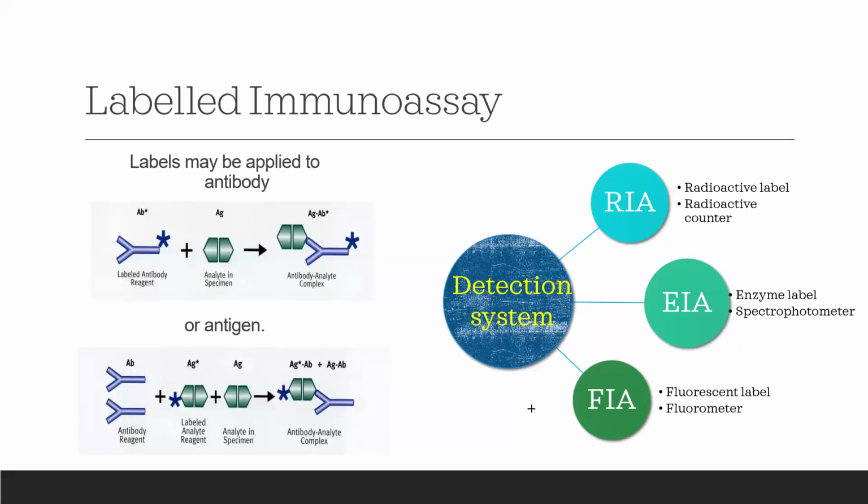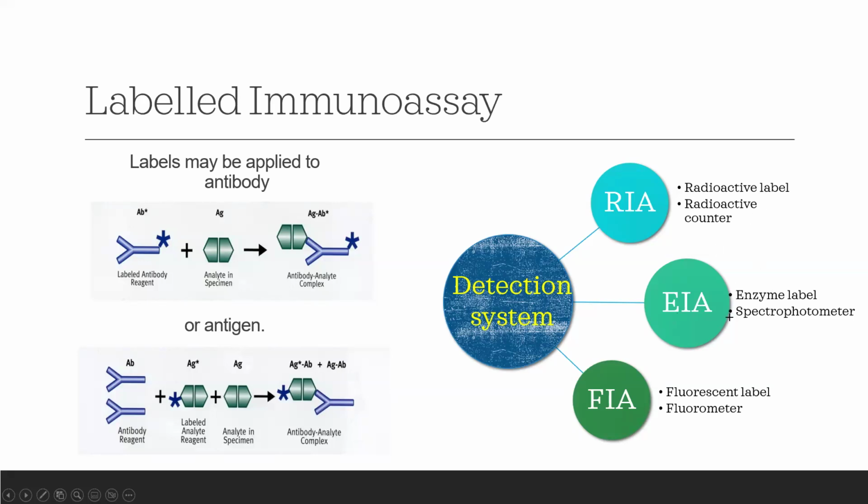Okay, so here goes the detection system I want to discuss. As we've mentioned earlier, different labels in immunoassays can lead to different detection systems. The three most important are RIA, EIA, and FIA. RIA is radioimmunoassay. The label is the radioactive isotope, and we use a radioactive counter to do the measurement.